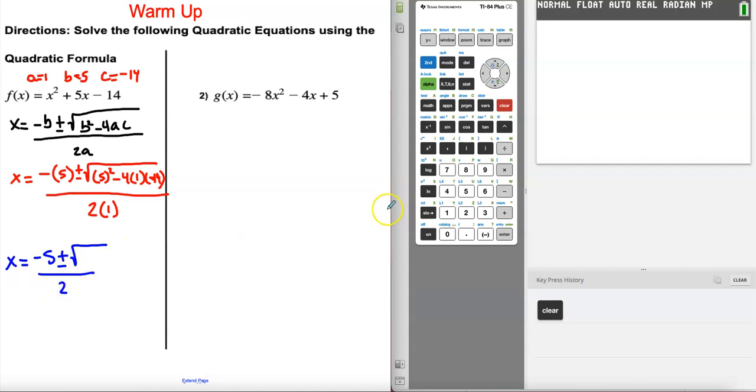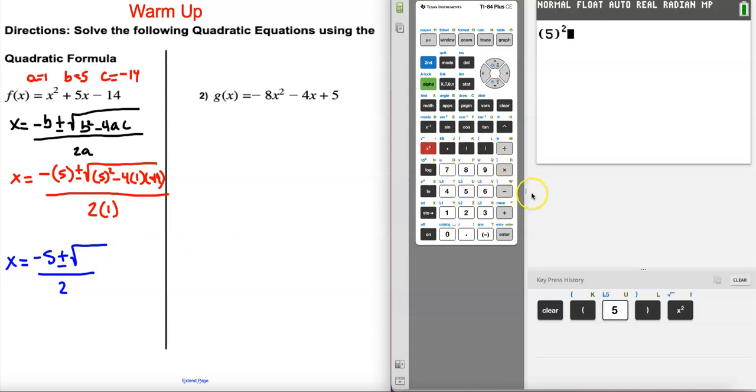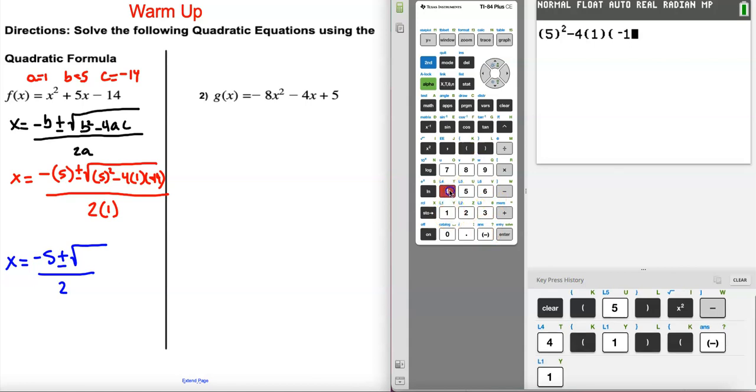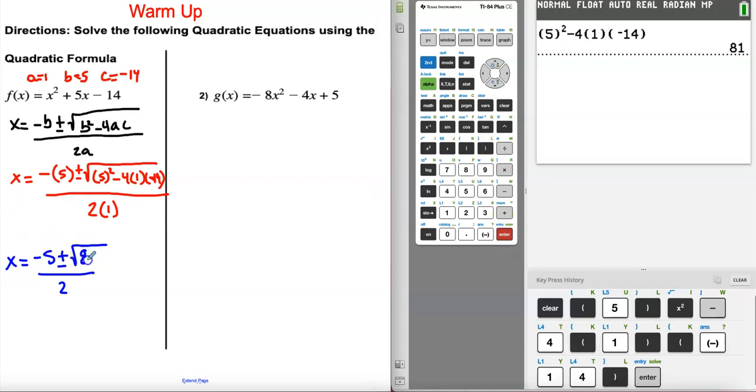So now I just go to my calculator and put that information in. I go 5 squared minus 4 times 1 times negative 14 at the end, which gives me 81. So I put an 81 under here. This makes me feel good because now I know that x is equal to negative 5 plus or minus the square root of 81, which is just 9, and this is divided by 2. And so now I have two different equations.